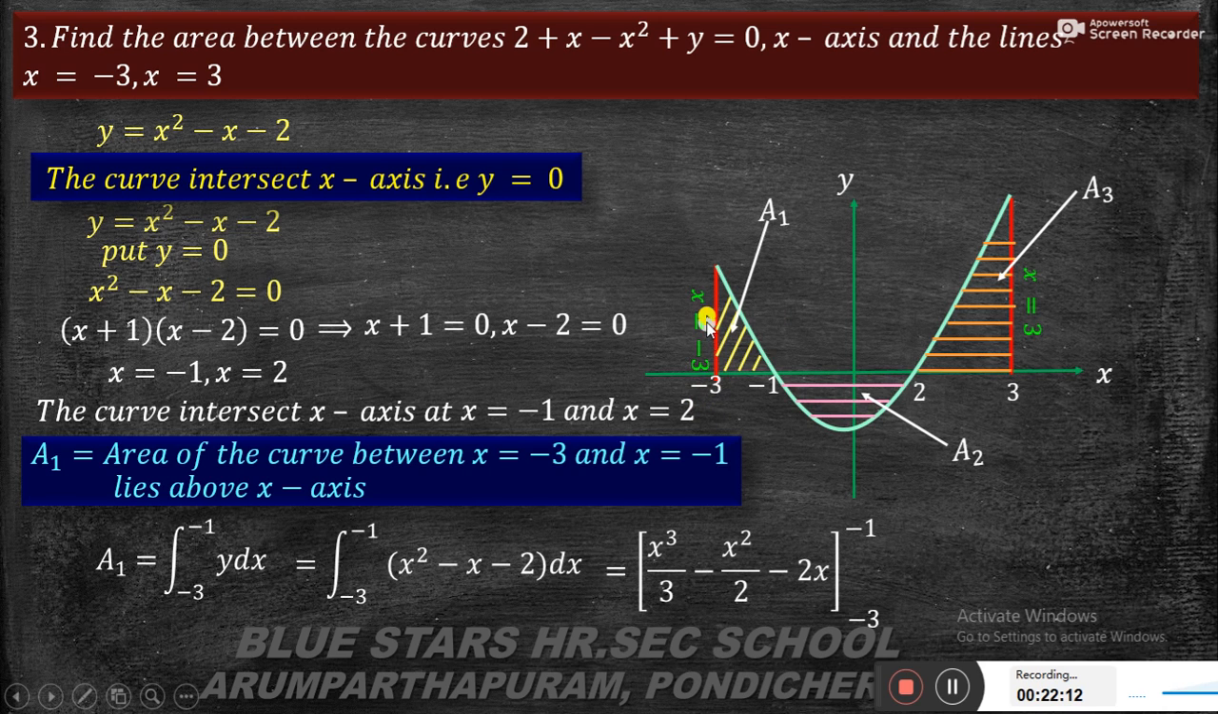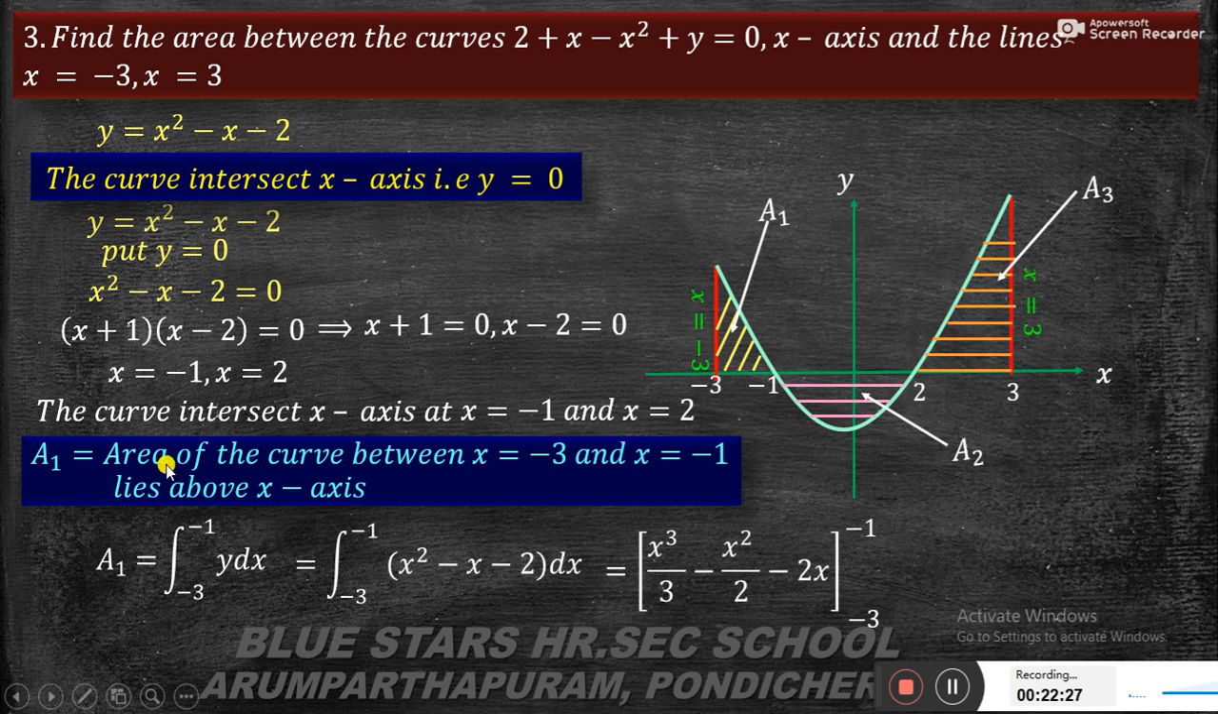Therefore now we mark it. Here this is a parabola, and next the point x equal to minus 3, this is the x equal to minus 3 line. Next x equal to 3, this is the line. So next the intersect points are x equal to minus 1 and x equal to 2. So this is below the x-axis, this is above the x-axis.